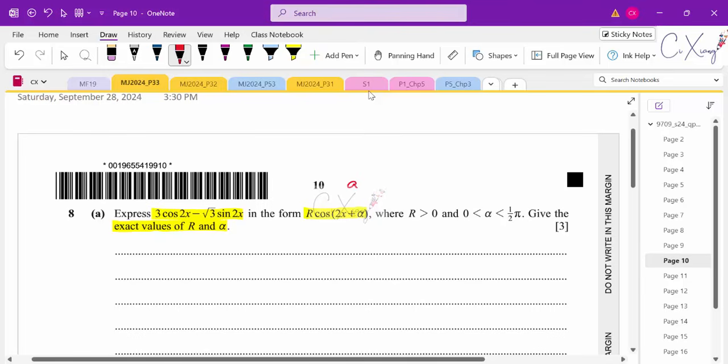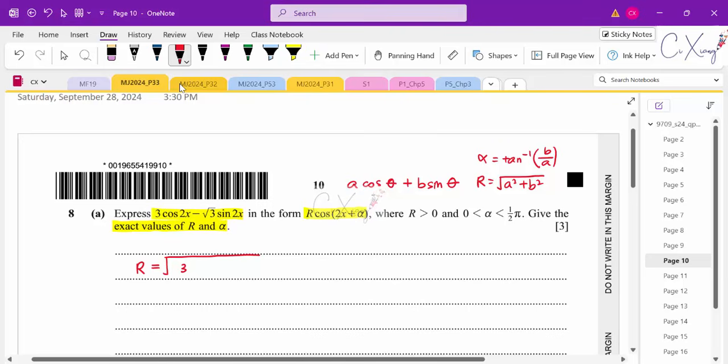We are having A cos theta plus B sine theta. To find R, the formula will be equals to the square root of A squared plus B squared. Then the alpha formula will be actually tangent inverse of B over A. So I think this question is quite straightforward. Right, so let's start. To find the R, it is the square root of A squared plus B squared, right?